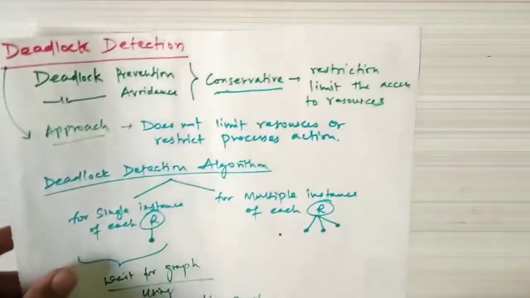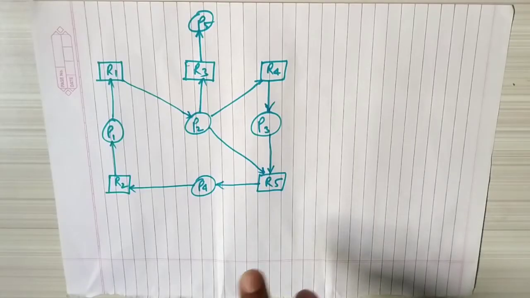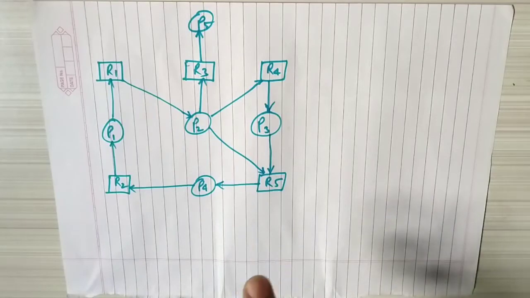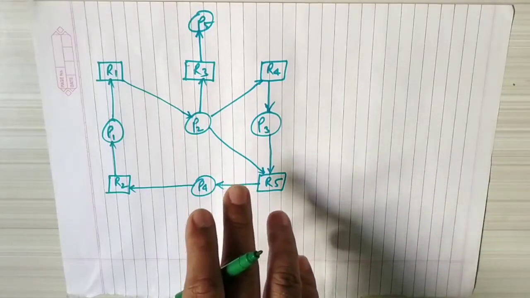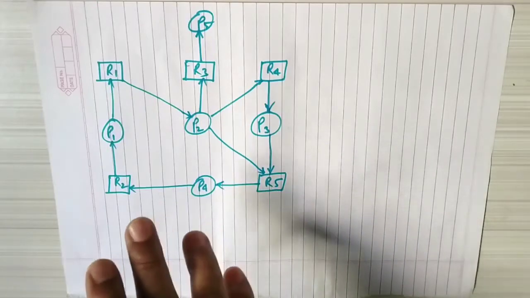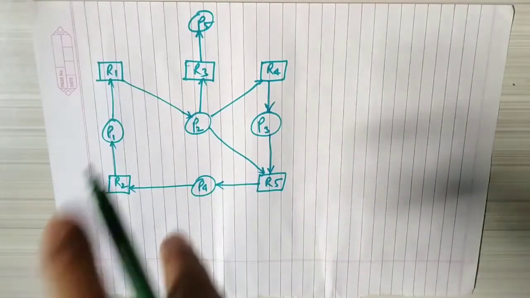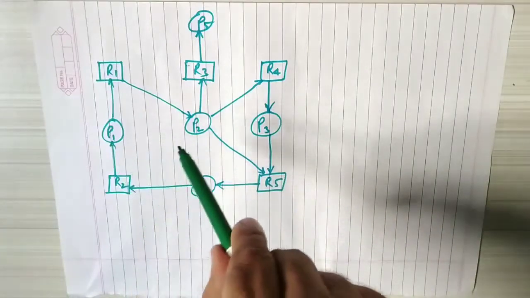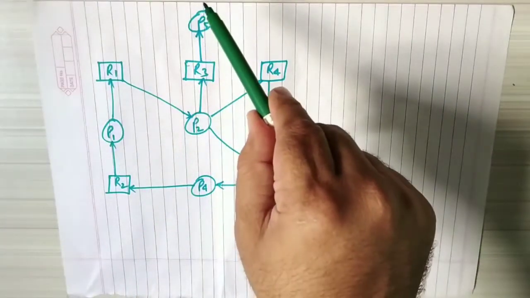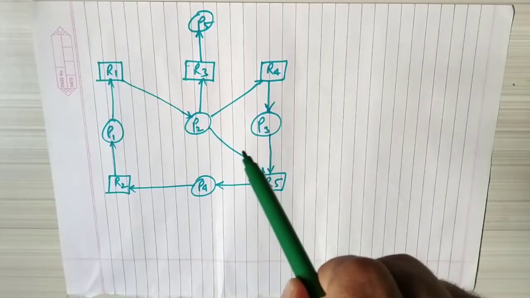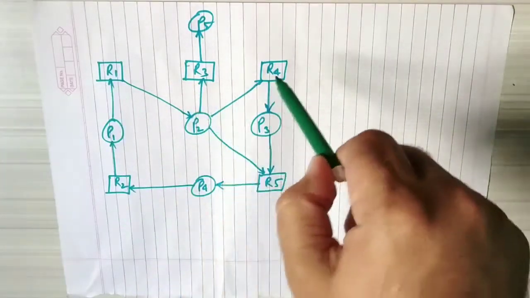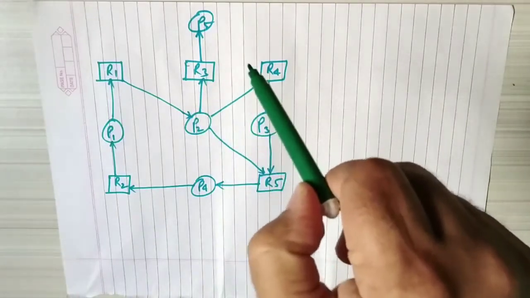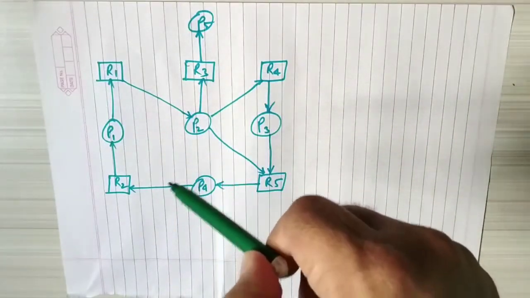Now let us take one example, draw it, and then we'll come to know how. So this is a sample graph, which I can say is the resource allocation graph. It is called the resource allocation graph because we have all the processes and all the resources here, and we have the edges also. We have process 1, 2, 3, process 4, and process 5, so a total of 5 processes, and resources r1, r2, r3, r4 and r5, a total of 5 resources.